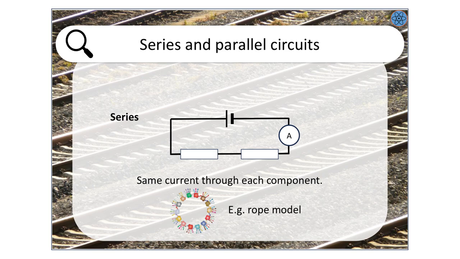In lessons, your teacher may have shown you the rope model, where everyone stands round in a circle holding a piece of rope, and the rope, as you pass it through your hands, goes round at the same rate. The charge moving flows the same through each component at the same speed. The current is the same.